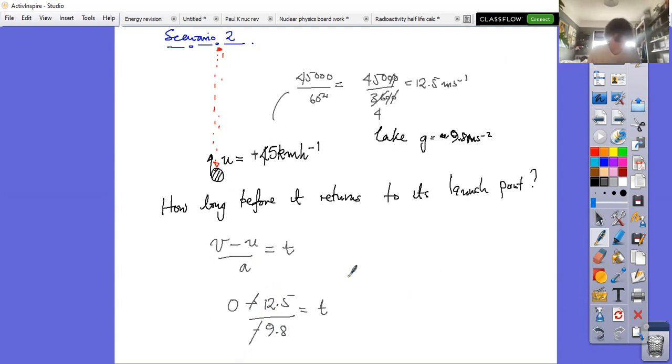And then for that I got 1.27, but then I doubled it. Correct. What do you get after? 2.55. Absolutely right. 2.55 seconds for the return journey. Excellent. Well done. Super. So no problems there.